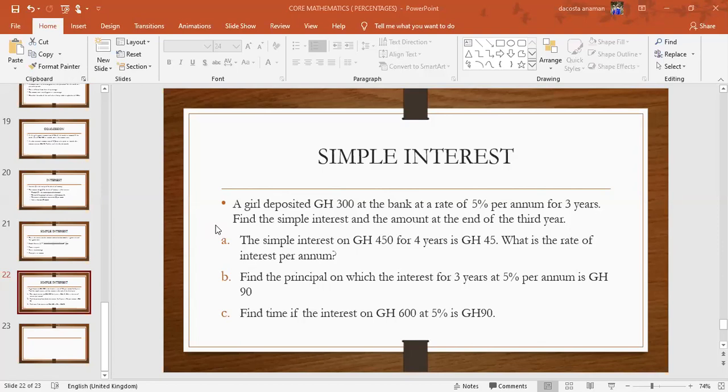Find the interest rate. Find the interest. Find the interest of 600.